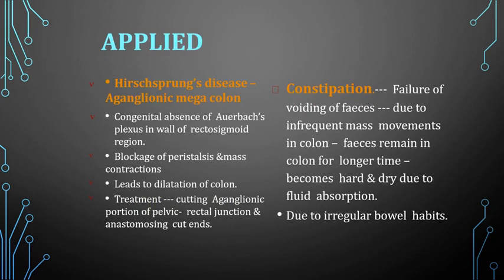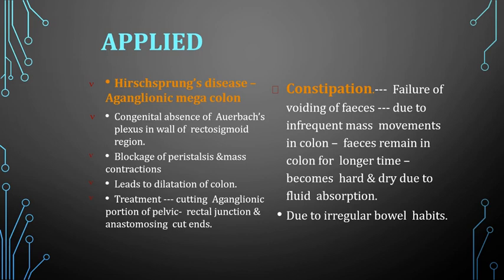So lastly, the applied aspect of large intestinal motility. In that, Hirschsprung's disease or aganglionic megacolon. So this is very important. It may come as a short question. The reason for this disease is congenital absence of Auerbach's plexus, that is a part of enteric nervous system, in the wall of rectosigmoid colon. Because of the absence of this innervation, there will be blockage of peristaltic and mass types of movements in the large intestine, which leads to dilatation of the colon.